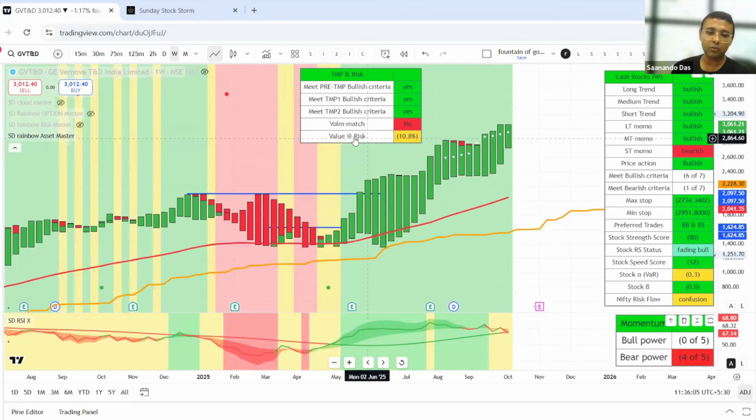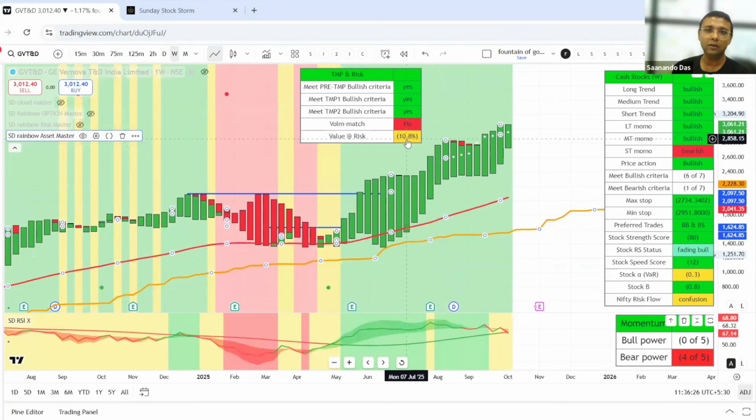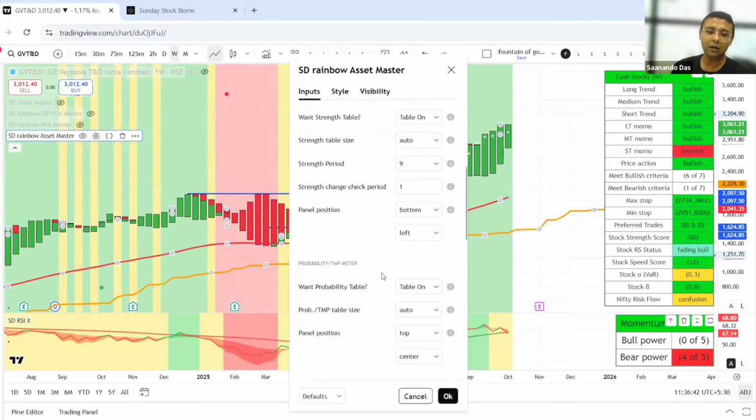The value at risk, which is shown in the upper table, is significantly high. It basically shows the level of risk. Value at risk is 10.8%, which you can change in the settings, 5 and 90. Basically, value at risk shows that if you hold this stock for the next 5 weeks, the maximum drawdown you can get with a 90% confidence is 10.8%. This is a statistical measure.